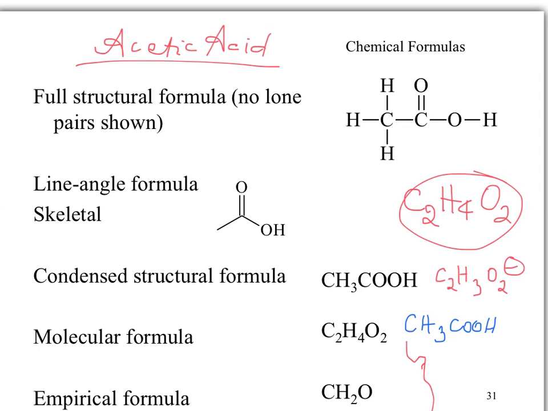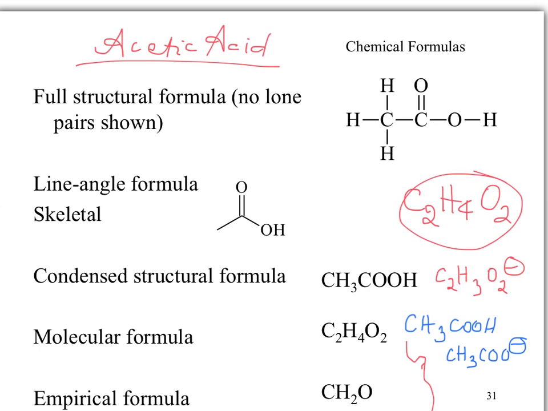CH3COOH. In that sense, you refer to acetate as CH3COO with a negative sign. So now, of course, you're seeing where the bonding is. Recall what you learned in Gen Chem 1.